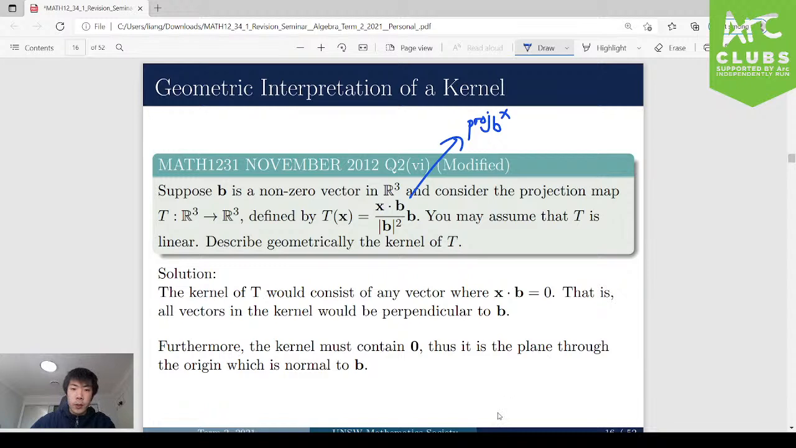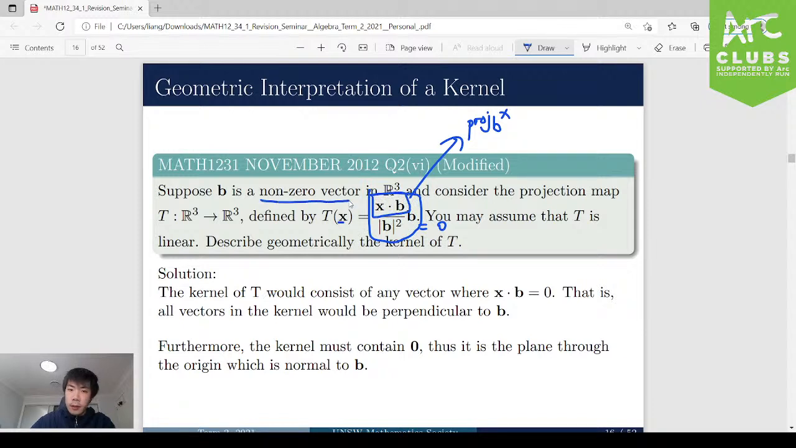So the kernel of T would consist of any vector x where x dot b equals 0. Why is that the case? Remember the kernel is any vector, in this case x, that would send you to 0 in the end, the 0 vector, or just the number 0 in this case. In order for this to be true, the only place where that can happen in this transformation is in this x dot b.